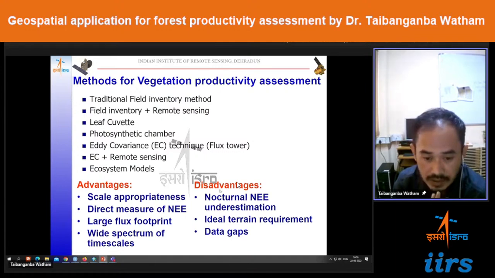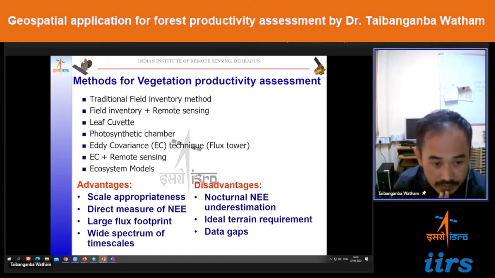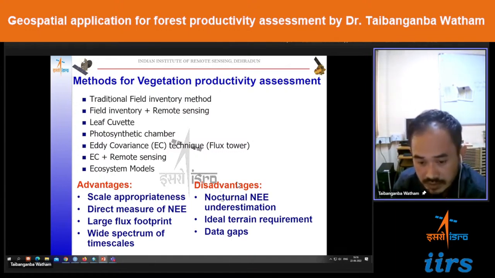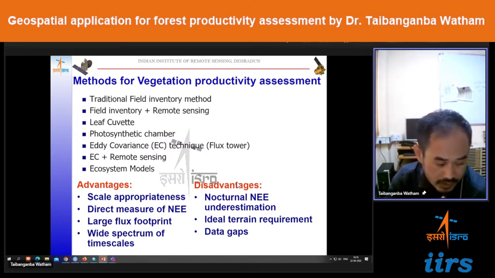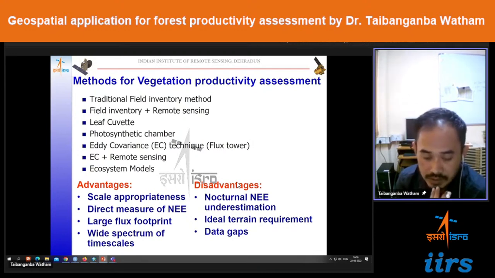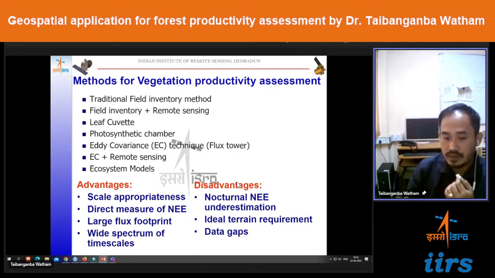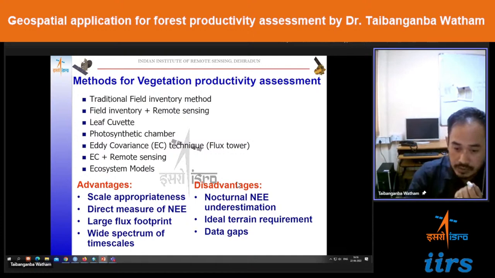Then some of the disadvantages. However, there are many advantages of the eddy covariance technique, but there are some disadvantages, that is the nocturnal underestimation. Especially in the night time, due to the decoupling of the atmosphere and the underlying ecosystem, there is more advection taking place. There is more of a lateral transfer of energy, or the scalar, or more of a lateral flow of wind. So because of that, there is underestimation of NEE.